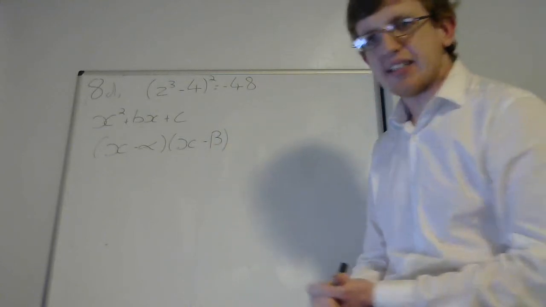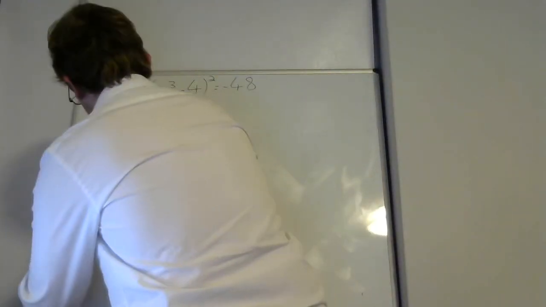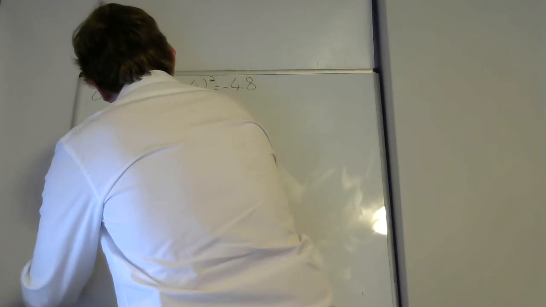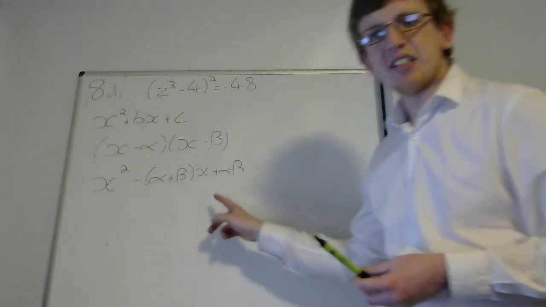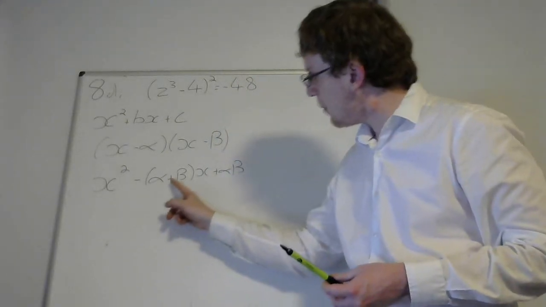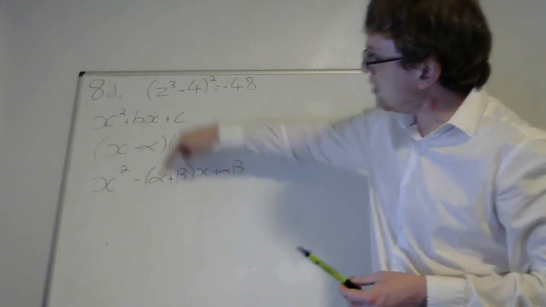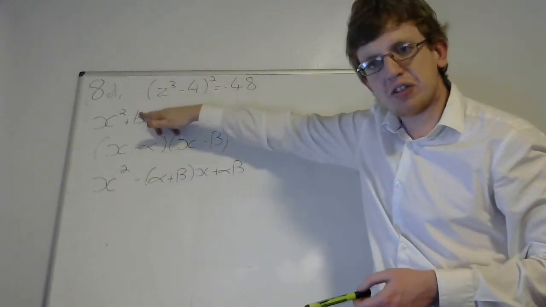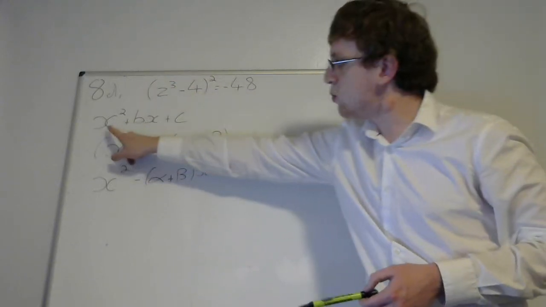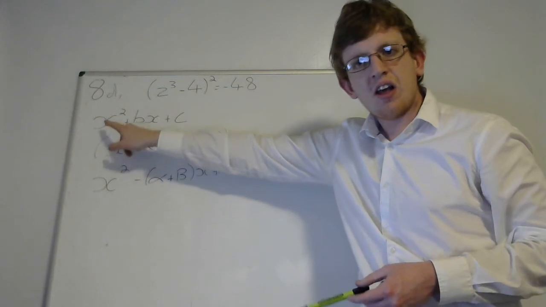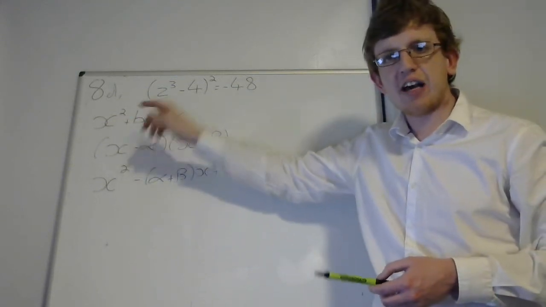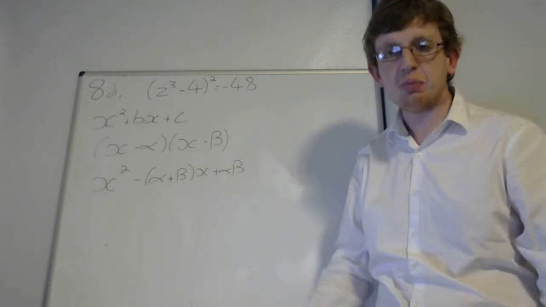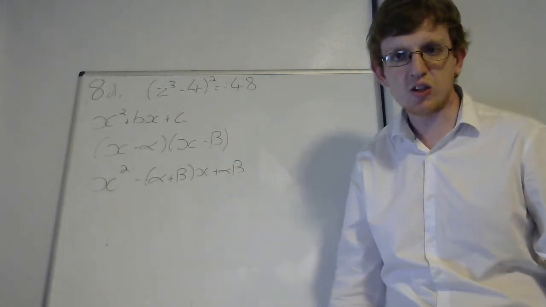When we expand this then, we get x squared minus alpha plus beta x plus alpha beta. So the important thing here is that the sum of roots, alpha plus beta, is equal to the coefficient of x, which is one less than the highest power of x, in this case squared.